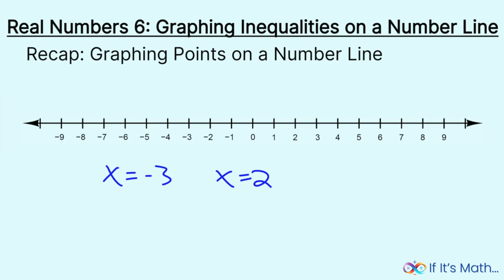So you want to figure out where these numbers are. If you're looking at -3, that's right here, so we're going to put a dot there. And 2 falls here, so we'll put a dot there. So -3 there, and then 2 right there. And that's all there is to doing the points. We're going to be extending that a little bit further with our interval notation, but that's how you graph points on that number line.